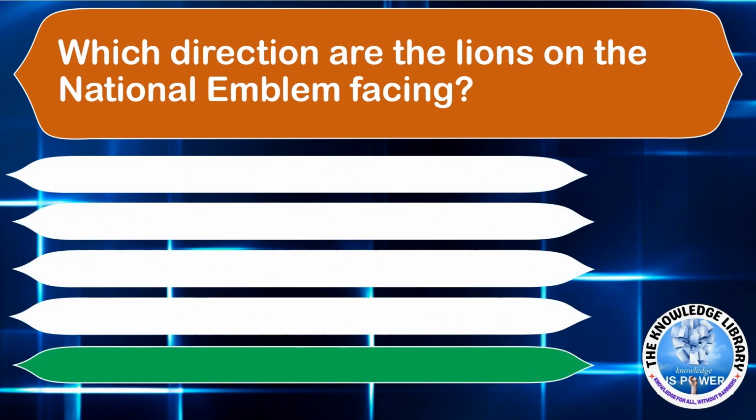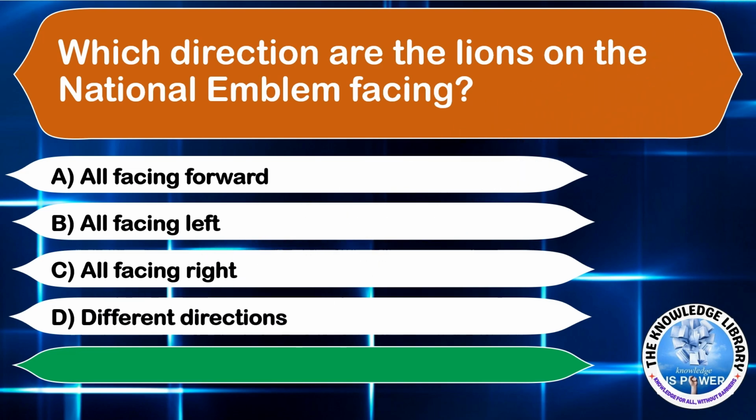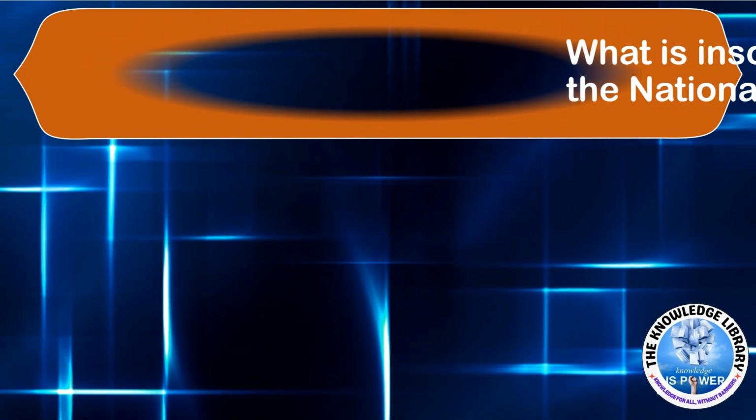Which direction are the lions of the national emblem facing? Option A, all facing forward. Option B, all facing left. Option C, all facing right. Option D, different directions. The correct answer is option D, different directions. Move to the next question.